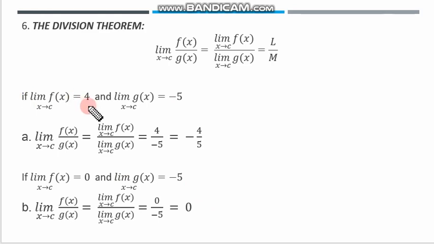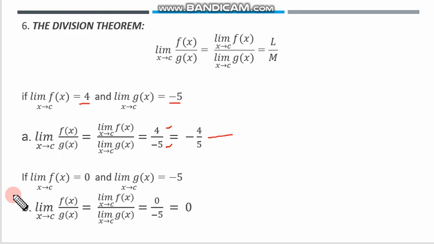So example, our given are these. The limit of f of x as x approaches c is equal to 4, and the limit of g of x as x approaches c is negative 5. So that's the limit of f of x over g of x as x approaches c. For the numerator, that's 4, while the denominator is negative 5. So the answer is negative 4 over 5.